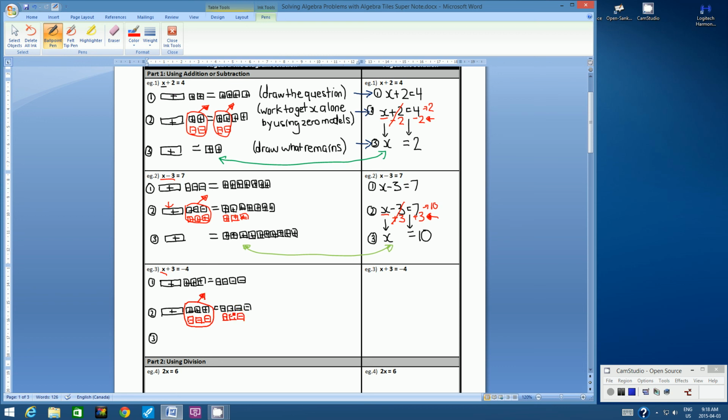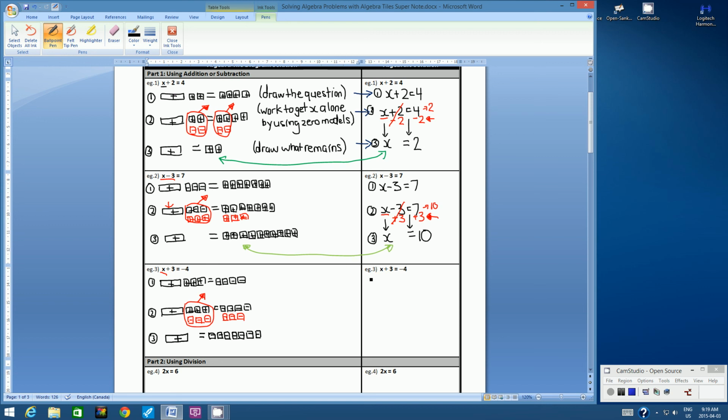Now, are there any zero models created on the right-hand side? No, and that's okay. That doesn't always happen. Okay, so your solution line, we're left with x on the left-hand side, which is what we want because this is a zero model. It's been taken away. And then on the right-hand side, what are we left with? We're left with 7 negative tiles. 1, 2, 3, 4, 5, 6, 7. All right, so our answer should be x equals negative 7.